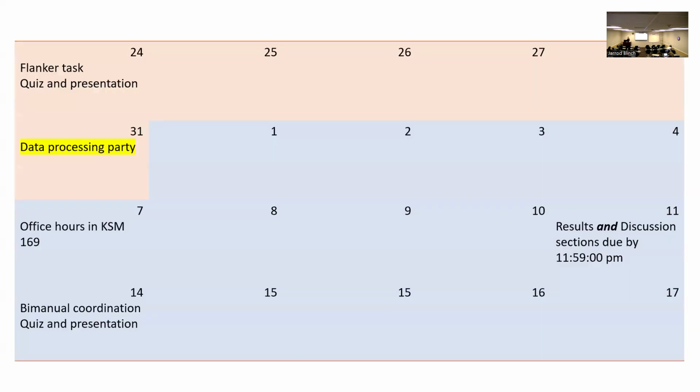Oh, here's our little calendar. So the colors are just showing the different months. And so a change to our schedule is that we're going to meet next Monday for a little data processing party. So the goal this week is to go run the flanker experiment in the lab and get your data, and then come to class on Monday ready to process your data.